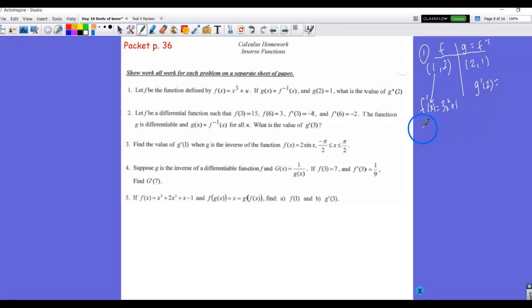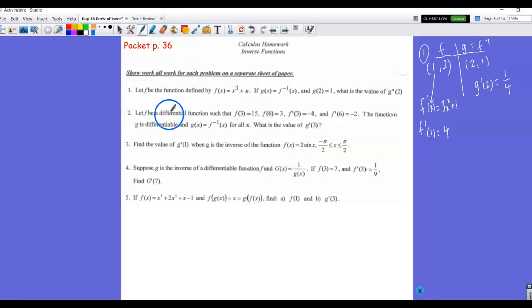So f prime of 1 is equal to 3 times 1 squared. So that's going to be 3 plus the 1 is 4. So that's the derivative on the original function. Partner points on inverse functions have reciprocal, there it is, slopes. So if the slope at the partner point on the original is 4, the slope on the inverse at the partner is 1/4. So it's easy to come up with that slope.